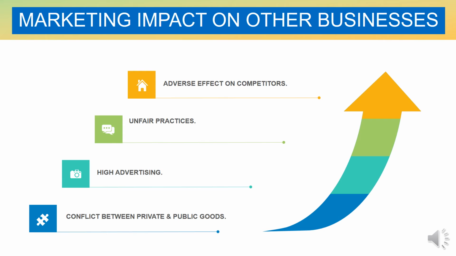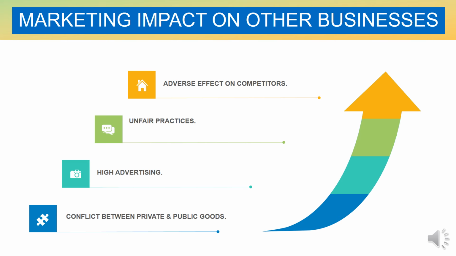This is the next and last part of marketing impact: marketing impact on other businesses. Marketing impact on other businesses includes, number one, adverse effect on competitors. Certain companies, while diversifying and expanding their activities, introduce plans of mergers, acquisitions, and amalgamations. A 60-year-old reputed Tata oil mill recently merged with Hindustan Lever Limited, a giant multinational company. Such types of merger and acquisition may have a negative impact on competitors.